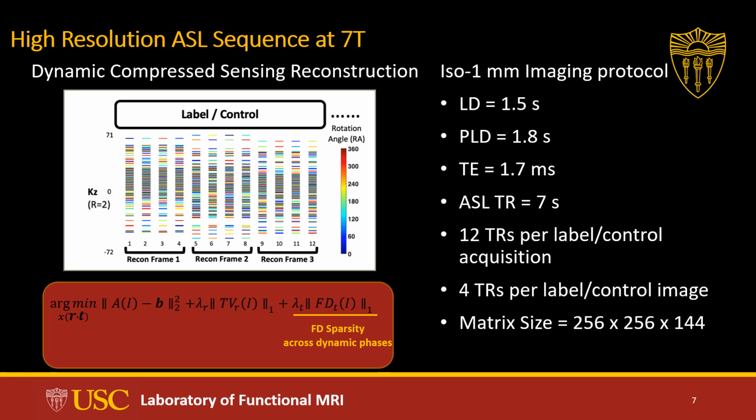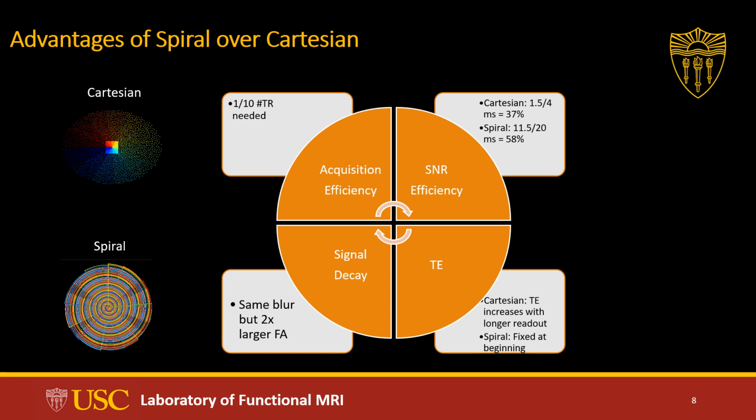And here is our 1 mm ASL imaging protocol. We have 1.5 second labeling and 1.8 second post-labeling delay. We have a short TE of 1.7 millisecond. ASL TR is 7 seconds and 12 TRs per label or control acquisition, and every 4 TRs we get an image. Previously, we made a Cartesian version.